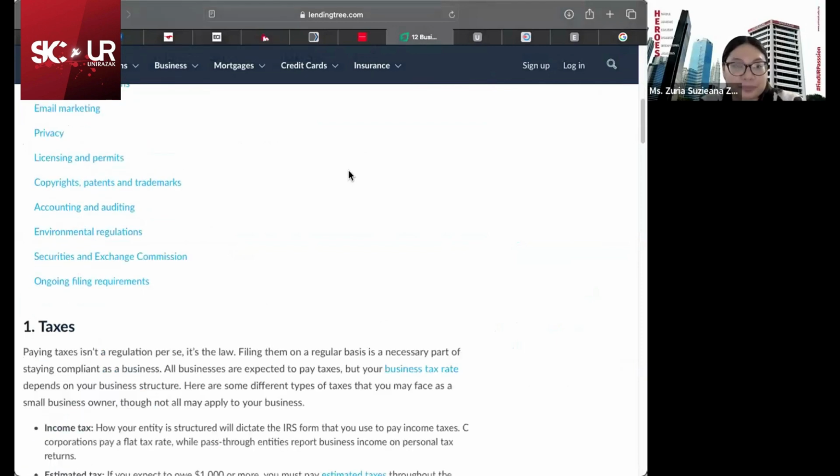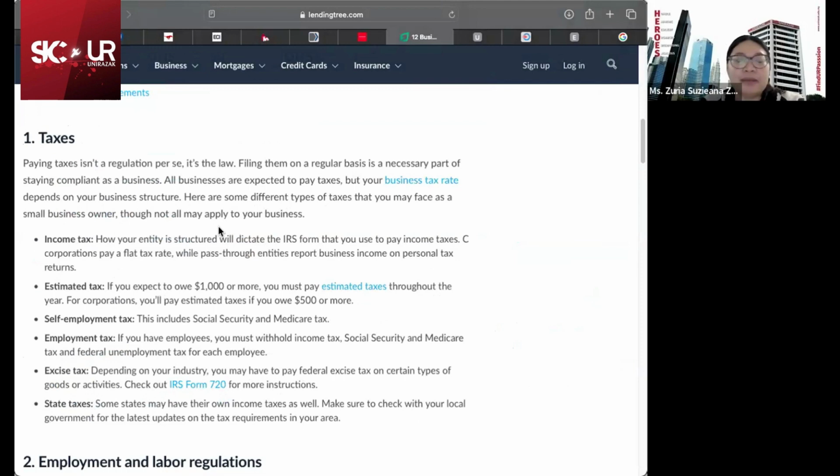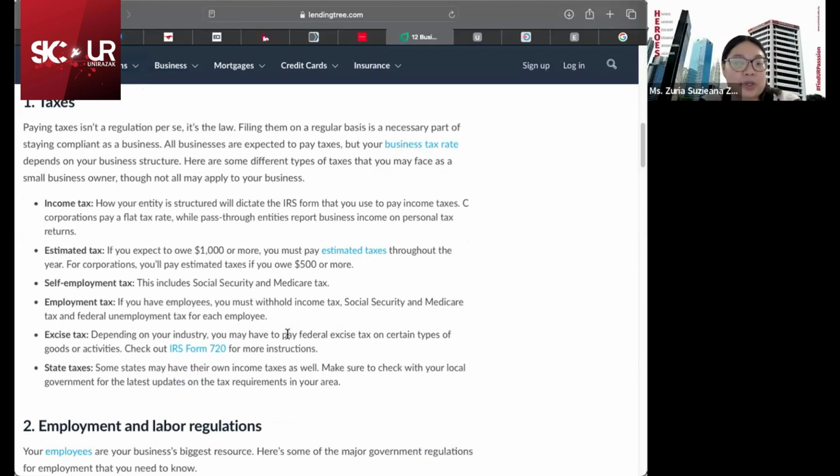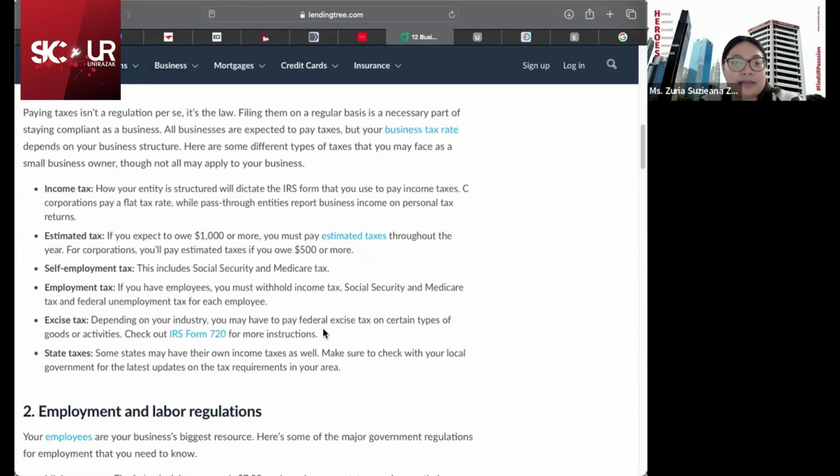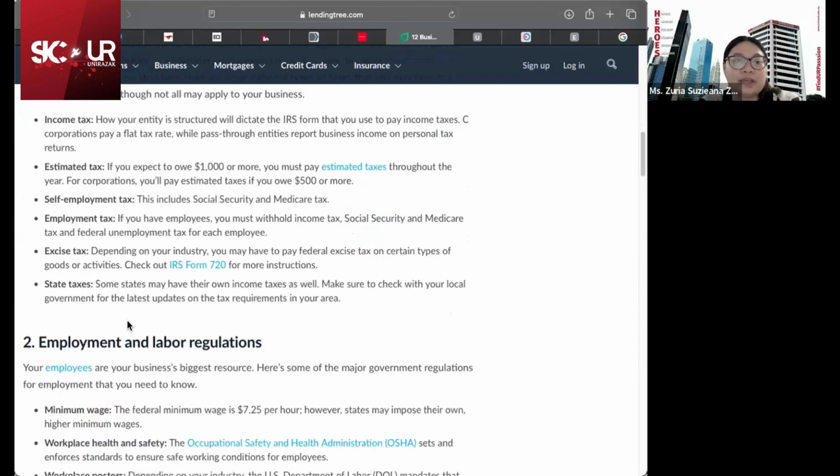So taxes. Some of the things might not apply to your business, because we have different types of business. We have corporations, sole proprietorships, partnerships, and then we have cooperatives and so on. So in terms of tax, different organizations or different types of companies are bound to different kinds of tax. So we do have income tax, estimated tax, self-employment tax, employment tax, excise tax. Here, depending on your industry, you may have to pay federal excise tax on certain types of goods or services. And then we have state tax.